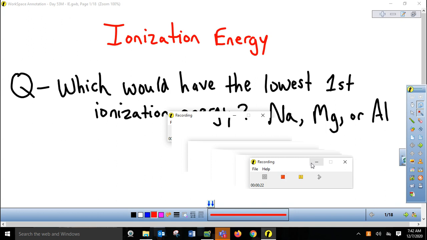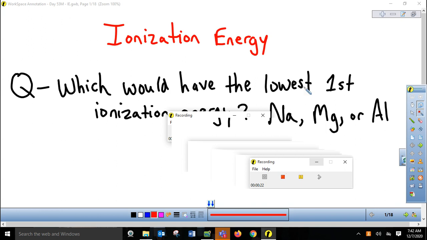All right, so here we go. Question of the day: which would have the lowest first ionization energy? Sodium, magnesium, or aluminum? So let me translate this question for you. Lowest first ionization energy. Ionization energy is the amount of energy it takes to remove an electron. So the lowest first, that means which one would be the easiest to steal one electron from? First ionization energy is how much energy it takes to remove one electron, the first electron.